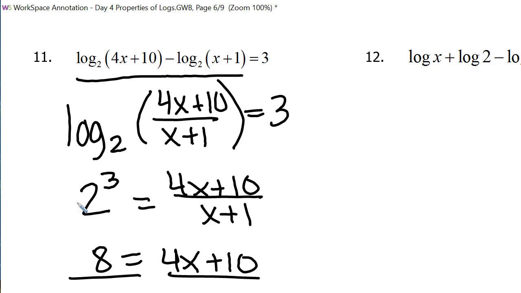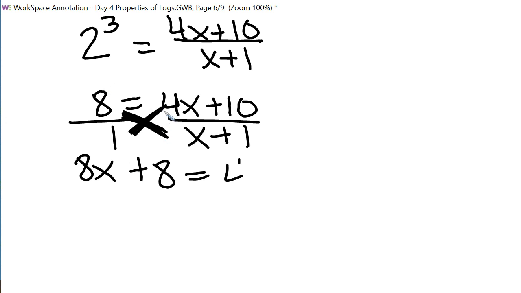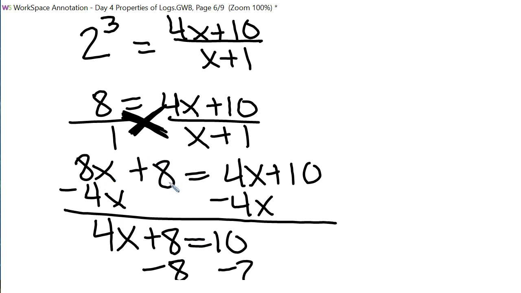To solve this, I'm just going to make it into a proportion by making it 8 over 1. And when I cross multiply, that gives us 8x plus 8. For the other cross product, we multiply 4x plus 10 by 1. That gives us 4x plus 10. To solve for x, subtract 4x from both sides. That gives us 4x plus 8 equals 10. Subtract 8 from both sides, so 4x equals 2. Dividing both sides by 4, we get x equals 1/2.